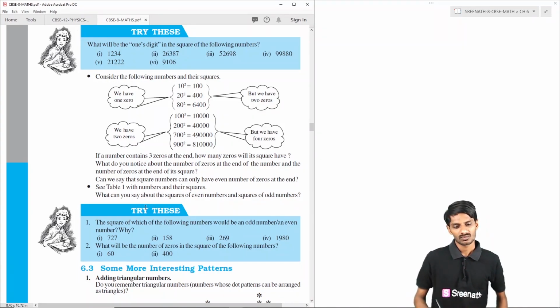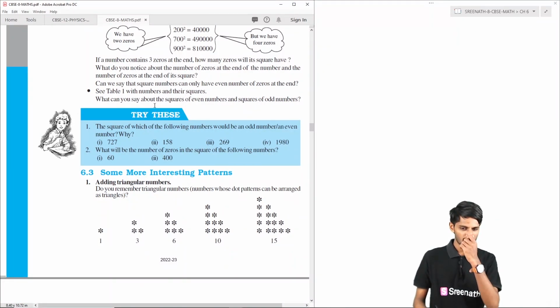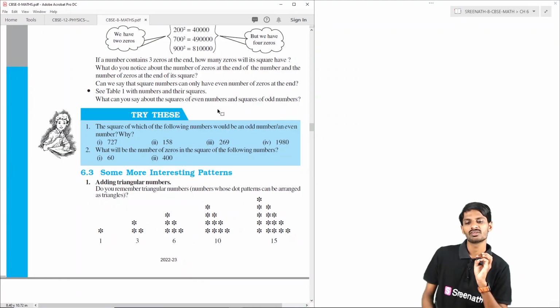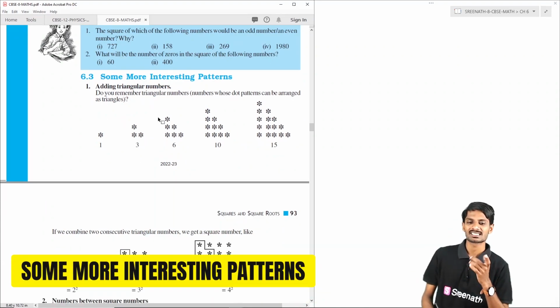So what can you say about the squares of even numbers and squares of odd numbers? Try these examples, you can solve them, students. So we will see some interesting patterns here.